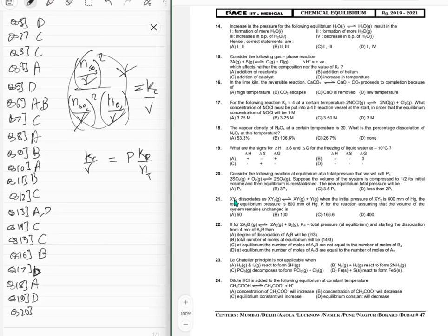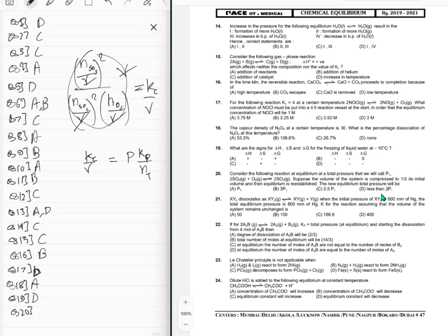Total pressure changed, the n total also changed. And how did it change? The volume changed to something. Your n total does change, no?